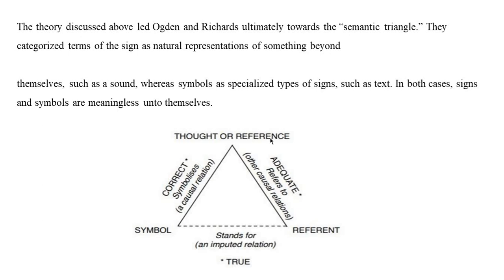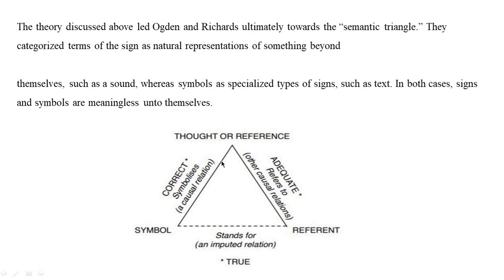Now the theories discussed above ultimately lead towards the triangle theory, the semiotic triangle, the semantic triangle. So it refers to that. They categorize the term sign as a natural representation of something beyond itself, such as sound, whereas symbols are specialized. If you remember, sounds are like the sound of a horn or a bus, okay? Whereas symbols are specialized types of signs such as text. In both cases, signs and symbols are meaningless unto themselves. How? On one side we have thought or reference, on one side we have symbol, on one side we have referent. We are going to talk about these terms as well.